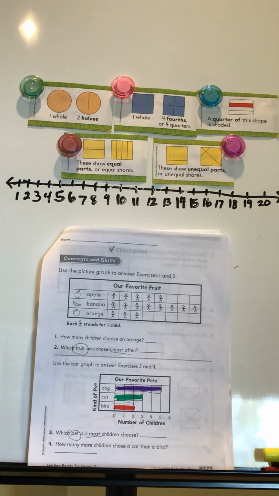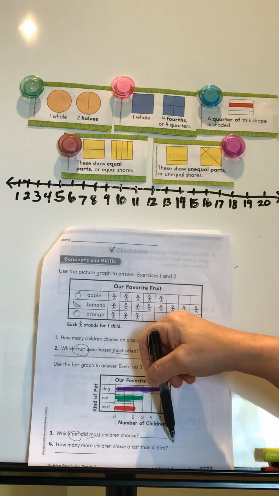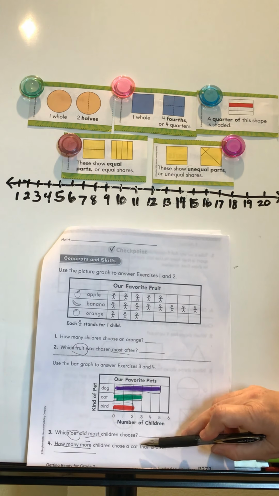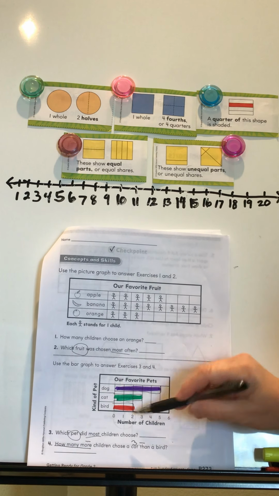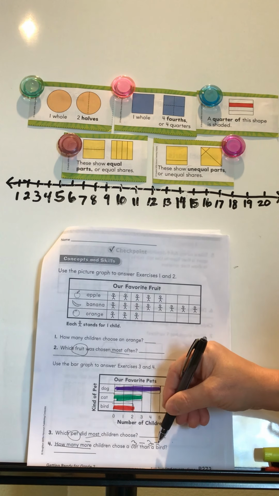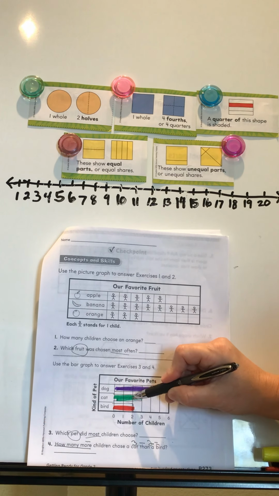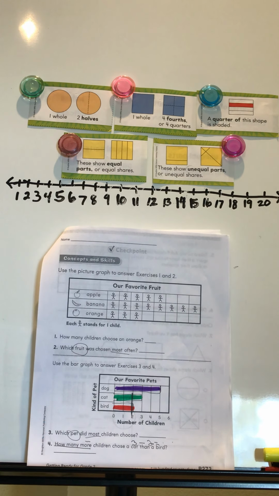Number 4, how many more children chose a cat than a bird? Okay, so remember the question, how many more means subtract. So how many chose a cat? I see that is 3. How many more means minus. How many chose a bird? I see that goes to 2. So you're going to solve 3 minus 2 equals, put your answer, your number. You can also tell by, remember, lining them up. Okay, and this one has 1 more than bird. So that's your answer.